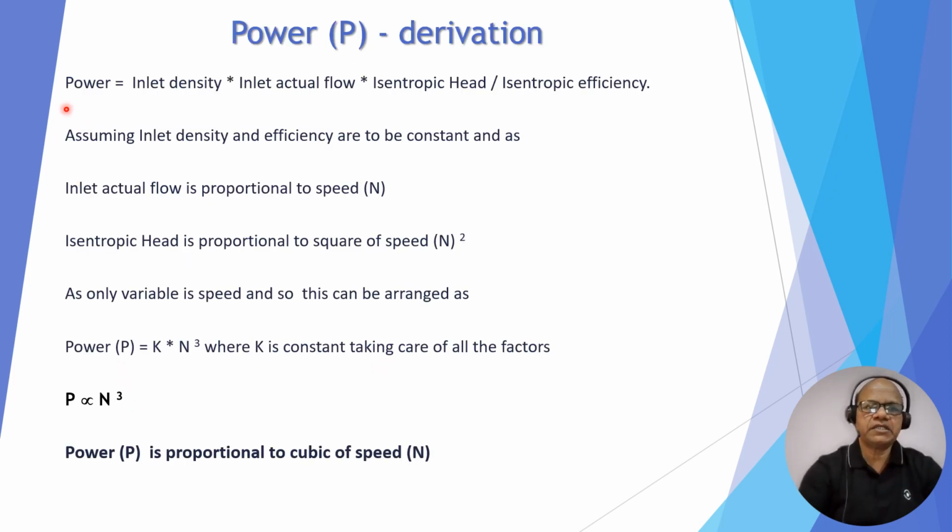Power is equal to inlet density into inlet actual flow into isentropic head upon isentropic efficiency. Assuming inlet density and efficiency are constant, inlet actual flow is proportional to N, we have seen this, and isentropic head is proportional to the square of N, we have also seen this. Then the only variable is speed, so P is equal to K into N cube, where K is constant taking all the factors, so P is proportional to N cube. So power P is proportional to the cube of speed N.